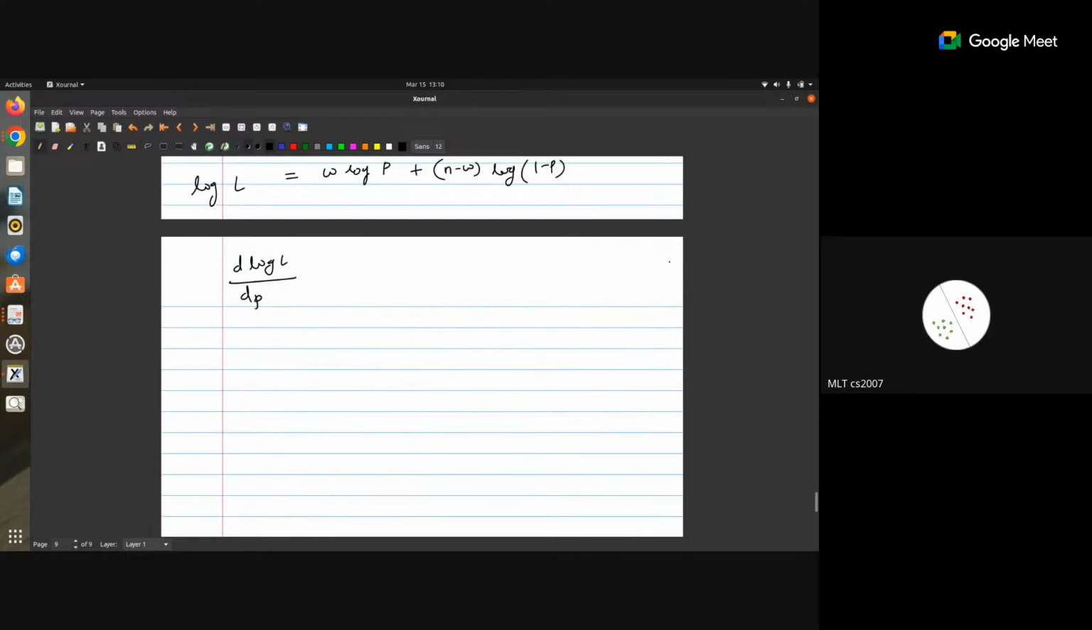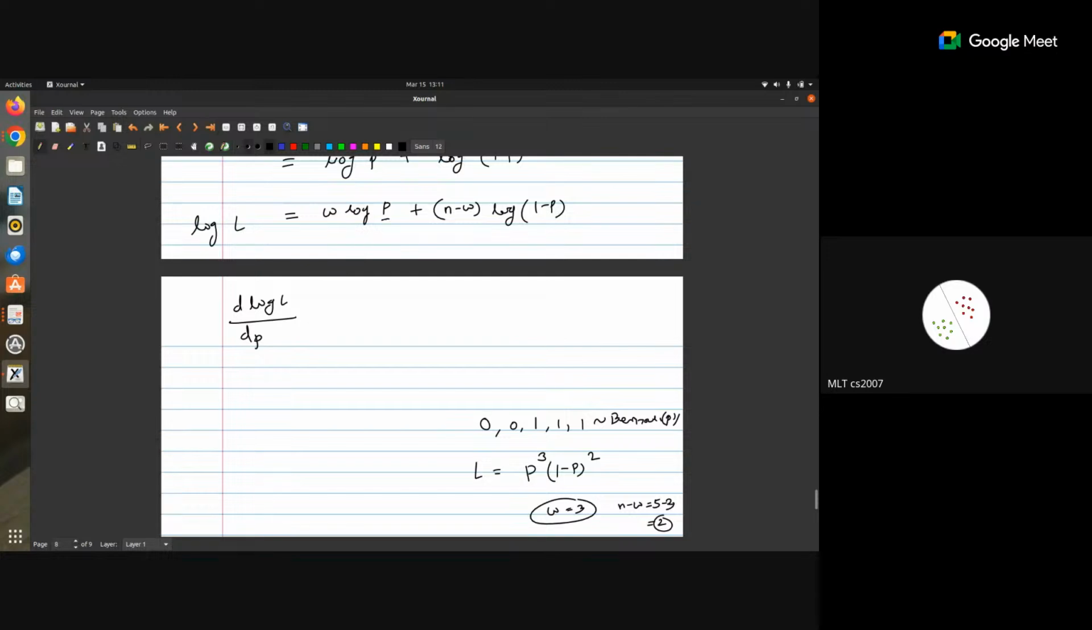So basically, I'm trying to say it's like 0, 0, 1, 1, 1. This is a sample coming from Bernoulli(p), right? In this case, what is the likelihood? p to the power 3 and (1 minus p) to the power 2, right? So W is 3 here, and n minus W, which is 5 minus 3, is 2. So that's what W here is. So here p is the variable.